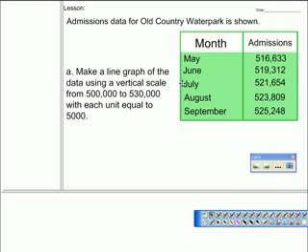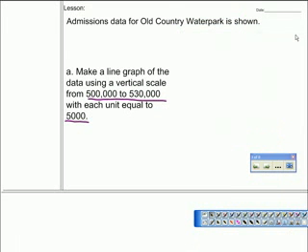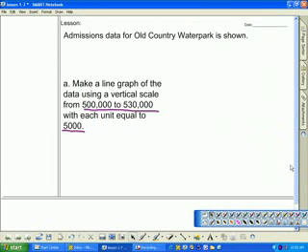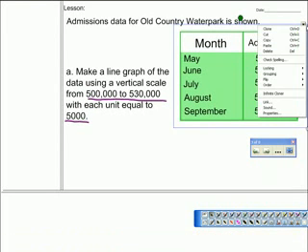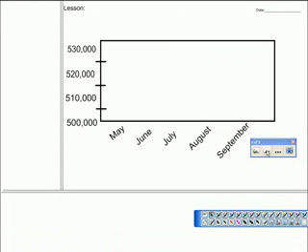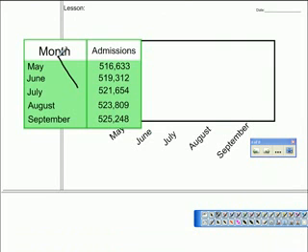So the first graph we're going to make is a line graph of the data using a vertical scale from 500 to 530,000 with each unit equal to 5,000. Oops, didn't want to do that. Thank goodness for the undo function. Here's what it's going to look like. Each one of those little marks on the side is worth 5,000. So it starts at 500, going up to 530,000. And we're going to create a line graph using this data.